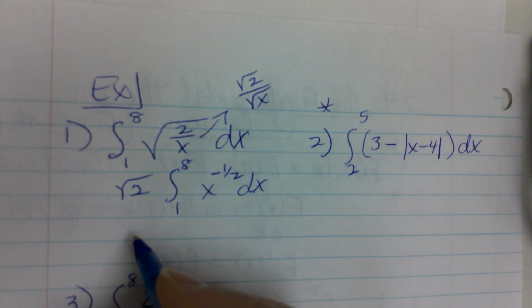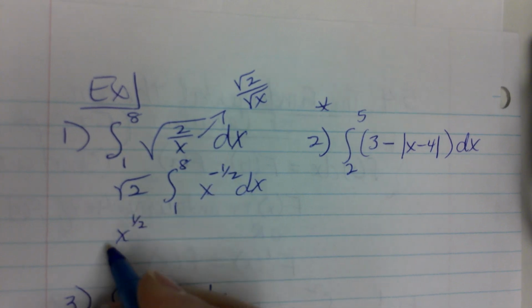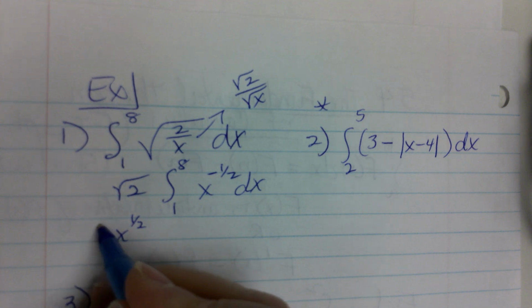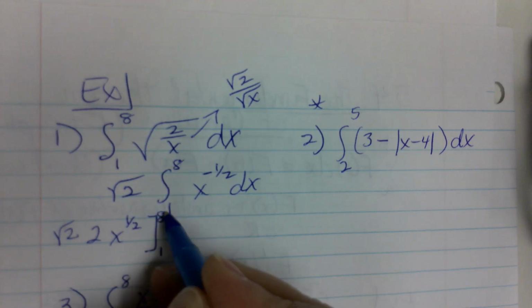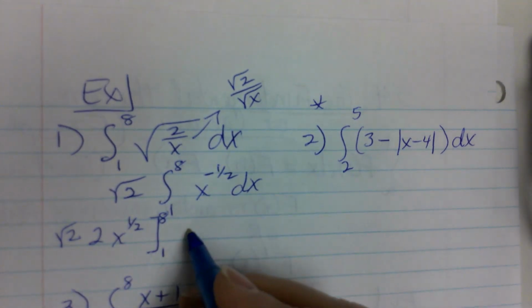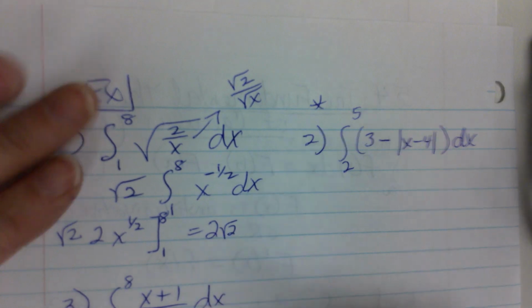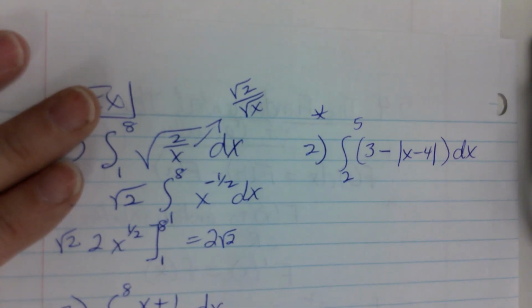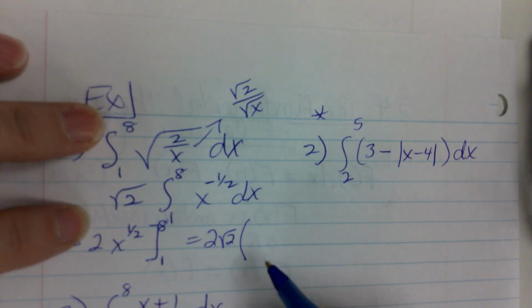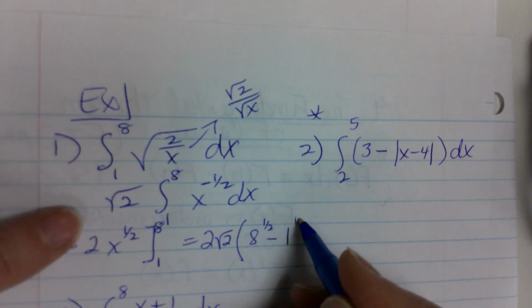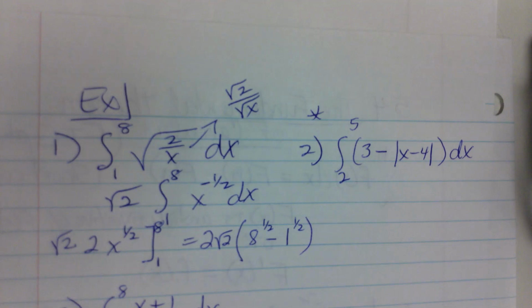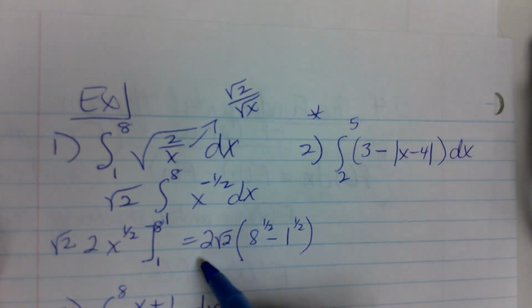Add 1 to the power. Dividing by 1/2 is multiplying by 2. We still have the square root of 2. So I'm going to keep that 2 root 2 out, factor it out, and then I'm just going to go 8 to the 1/2 minus 1 to the 1/2. Does that make sense? Then you can leave that for free response, right? Free response, we could leave it.